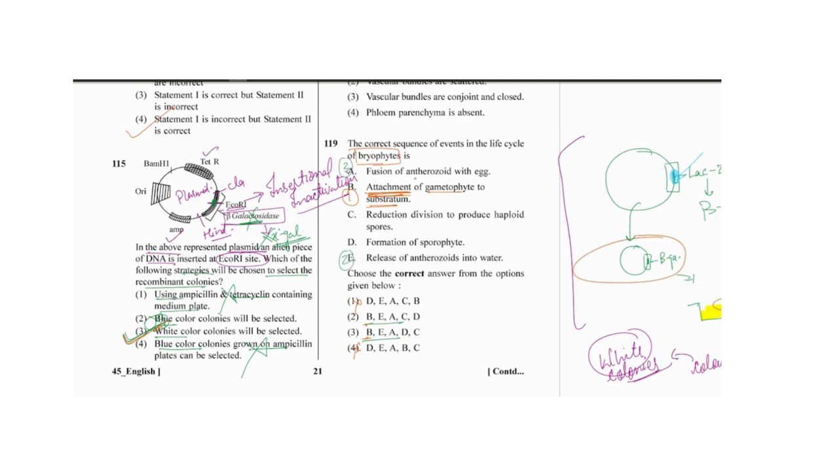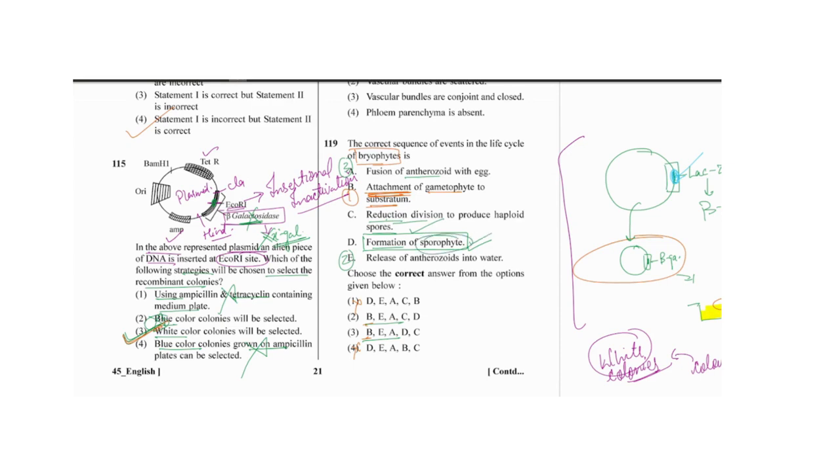Okay, after fusion of the antherozoid with the egg, what will happen? Will it be the formation of the sporozoite or the reductional division? First of all, if the gametocyte is present, antherozoid and egg fusion will be there, which means fertilization has taken place. So because of the fertilization, what will happen? The new spores will be formed first of all, and if that happens, then we can say the reduction division produces a haploid spore. Okay, so the haploid spore comes because of the sporophyte.